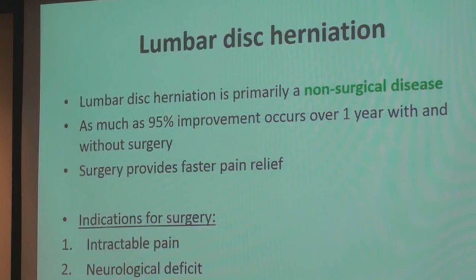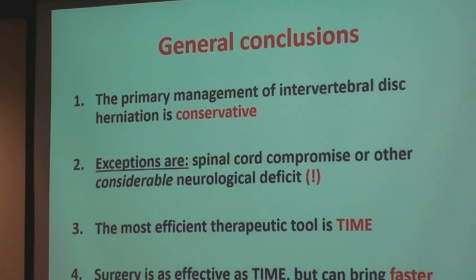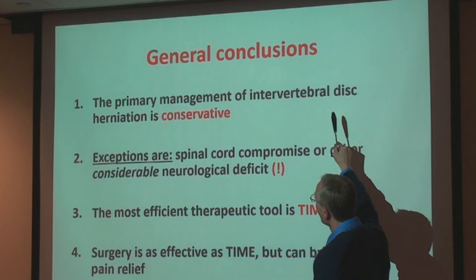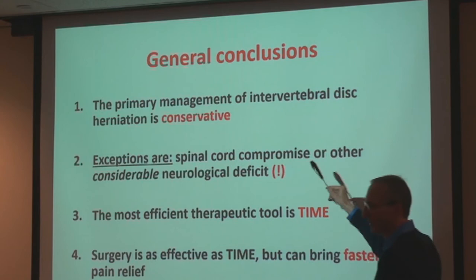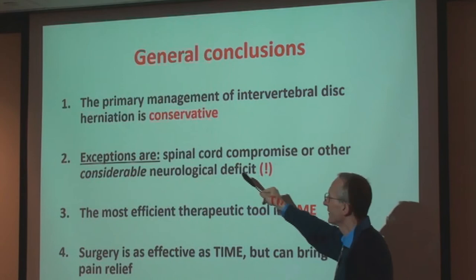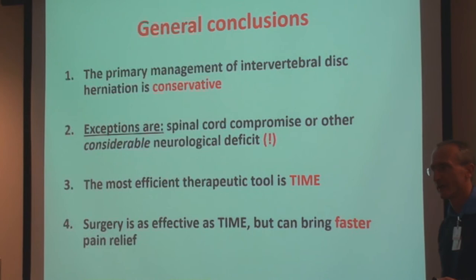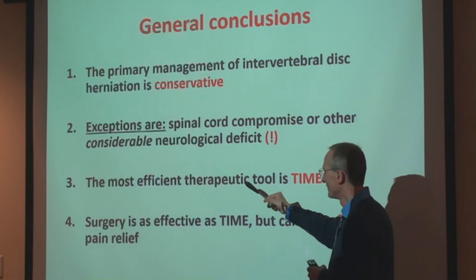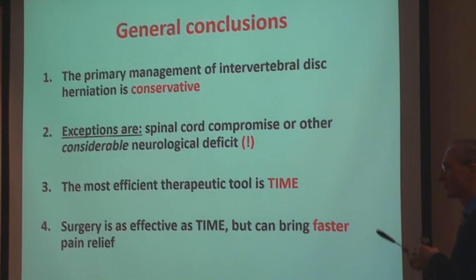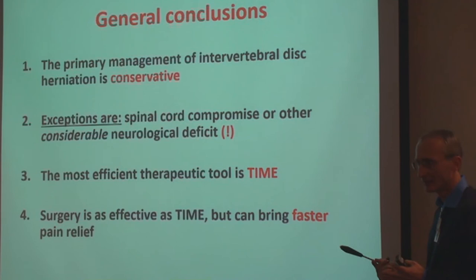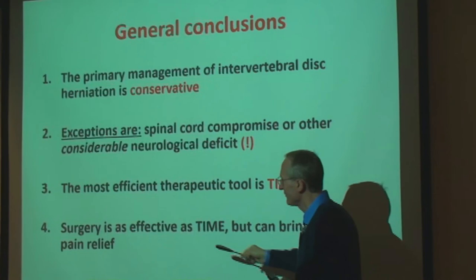So, general conclusions from the talk today. Number one, the primary management of intervertebral disc herniation is conservative, whether it is in the cervical, thoracic, or lumbar spine. Exception, when there is symptomatic spinal cord compression, or other considerable neurological deficit, which means foot drop, cauda equina compression, the incapacity to urinate, etc. Number three, the most efficient treatment is time. Whatever we do otherwise, injections, steroids, strong or weak painkillers, we gain time for the healing. So the most efficient therapeutic tool is time. And surgery is as effective as time, but it's faster.